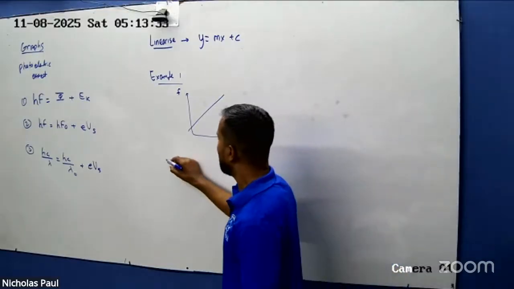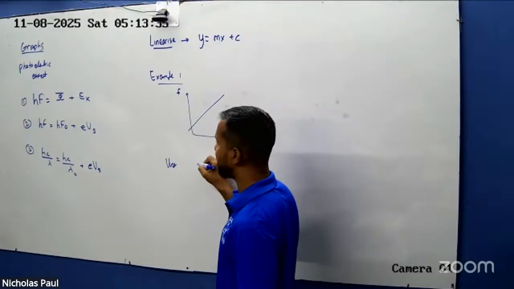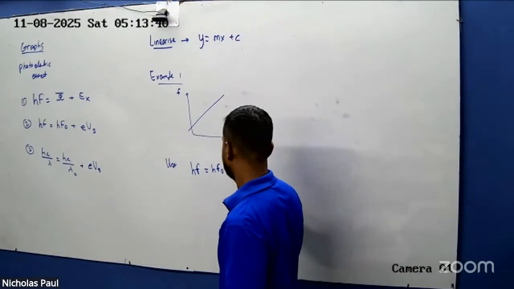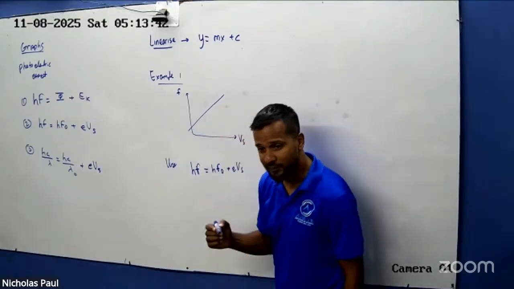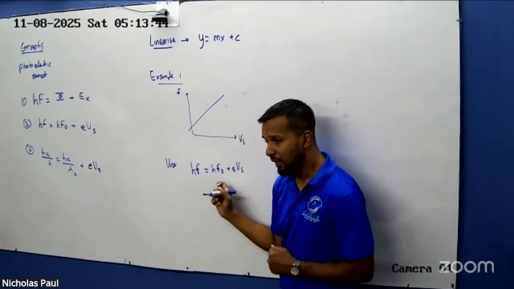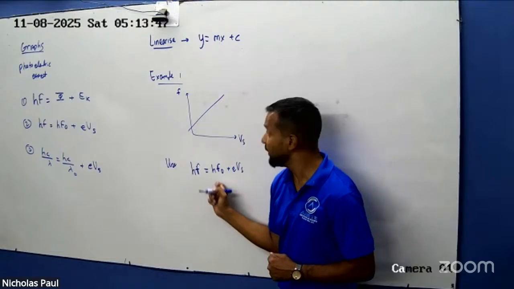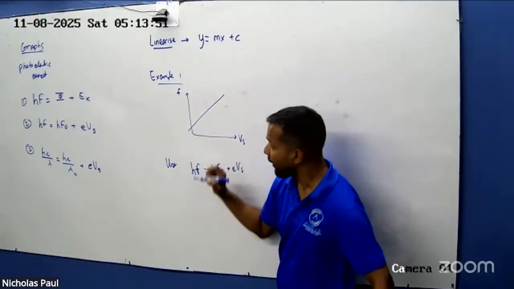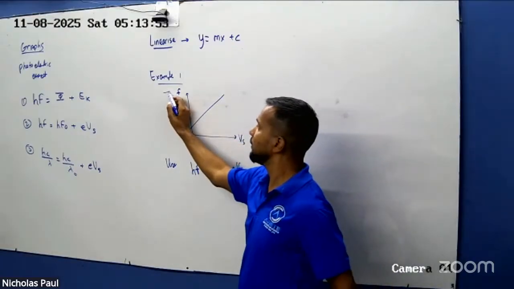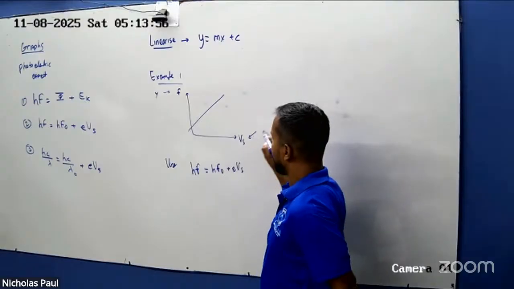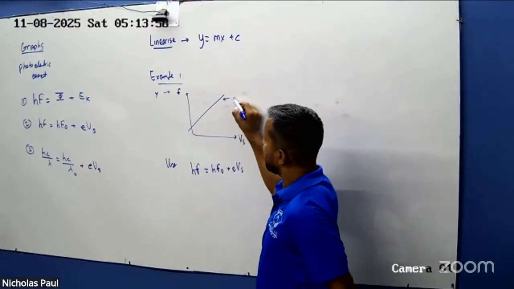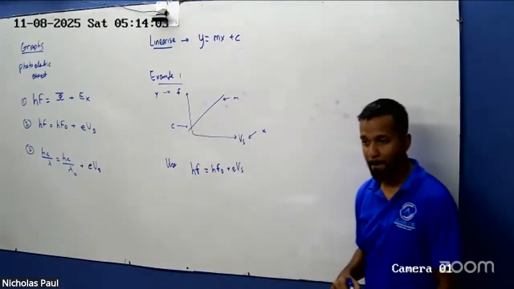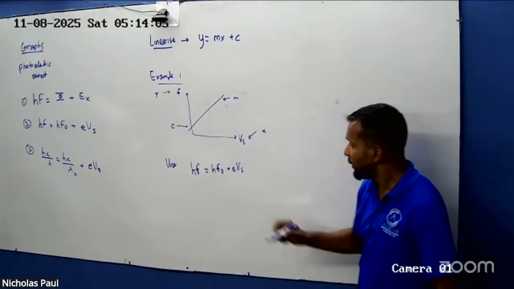So let's use the equation with f and Vs in it. You remember the concept? Linearization, putting it in the form y is equal to mx plus c. This is your y, this is your x, this is your m, and this is your c. So let's see if we can linearize this.